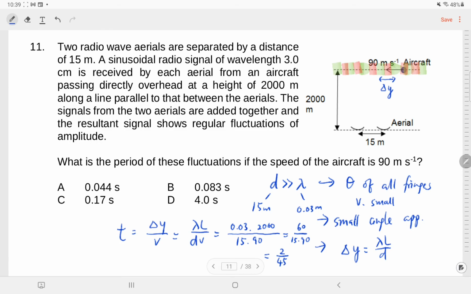Without pressing the calculator, 2 over 45, you should expect something like 4 something, because 4 times 4 is 16, so 4 point something times 4 point something gives you 20, or gives you the 2. So the answer is A.